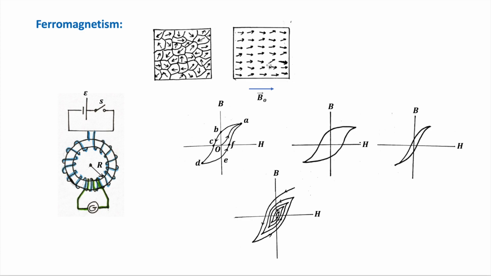So a configuration known as the Rowland ring is shown here and is used to measure the magnetic properties of a ferromagnetic material, and it consists of a toroid with a wire of N turns around it.